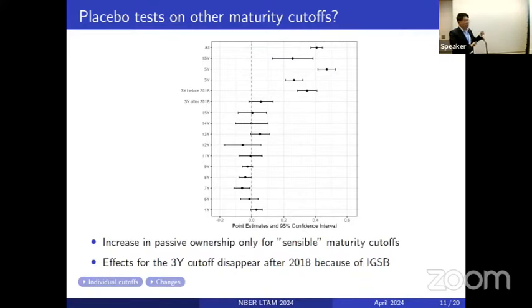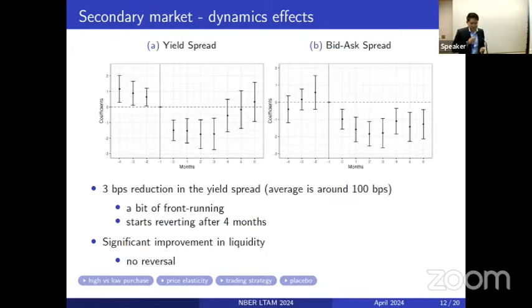And interestingly, if we look at the 3-year cutoff, remember in 2018, one fund, IGSB, which is one of the largest funds in the short-term category, switched their mandate from 1 to 3 years to 1 to 5 years. As a result, the 3-year cutoff gap became much smaller after 2018. And this is exactly what we find. The coefficient estimate for the 3-year cutoff before 2018 is very significant. However, after 2018 it is much weaker and becomes insignificant.